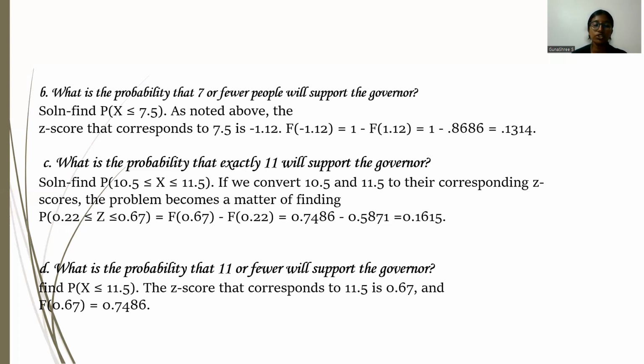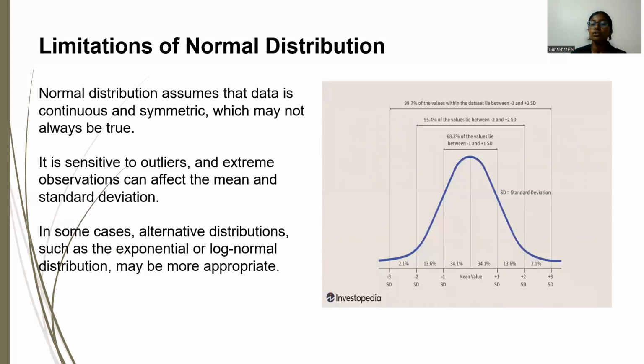This was a simple demonstration of the normal distribution topic, a very basic example that I had taken. The normal distribution has been mainly used in various fields, but there are some limitations. It assumes that the data is always symmetric and continuous, which is not always true. It is also sensitive to outliers, and extreme observations can affect the mean and standard deviation of the distribution. Alternative distributions such as exponential or log-normal distributions can be considered more appropriate.